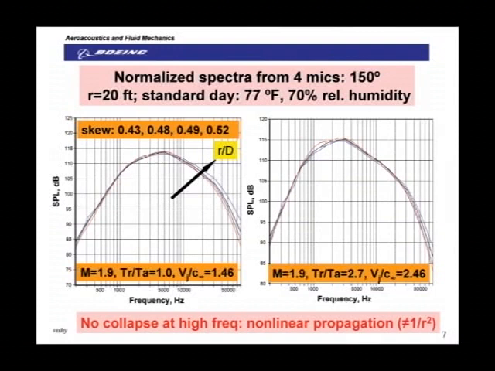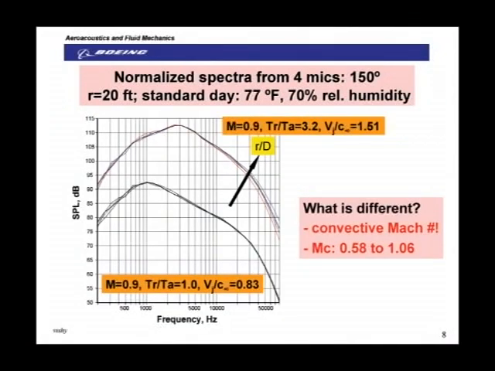The important point to observe is that there is nonlinear propagation. This data cannot be captured by 1 over r squared. These are all data well established. Now let me show you something new and totally unexpected. This is a Mach 0.9 subsonic jet, cold jet, and heated jet. For cold jet, you get excellent collapse at the highest frequencies. But for the heated jet, you start seeing this nonlinear propagation.